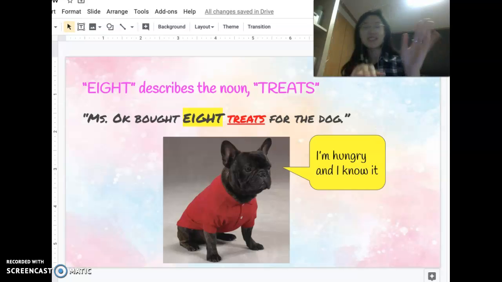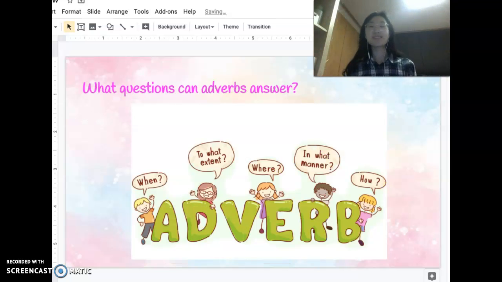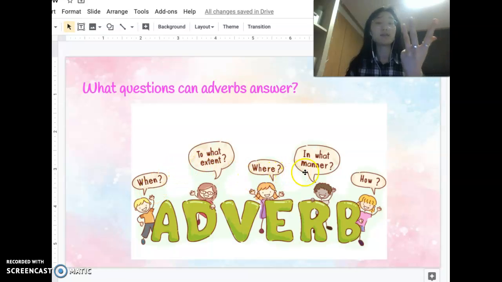Now, shifting gears, we're gonna close the curtain. New scene, adverbs. So what kind of questions can adverbs answer? This picture gives you a few. It answers the question when, to what extent, where, in what manner, and how. So let's actually look at this in an example.